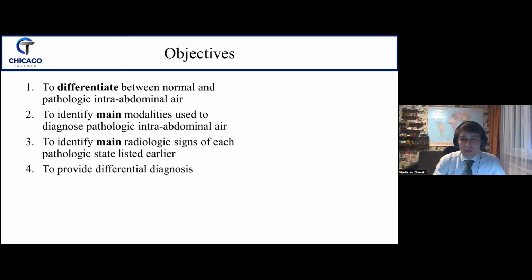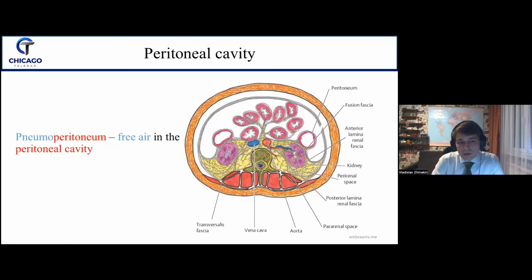Then to identify main modalities used to diagnose pathologic intra-abdominal air, to identify main radiologic signs of each condition, and to provide differential diagnosis. Well, I think the anatomy is the key for everything and the basis for everything.